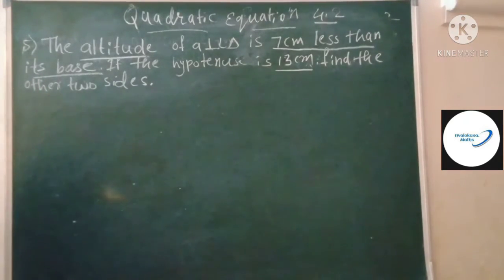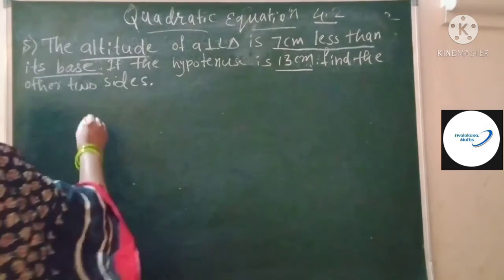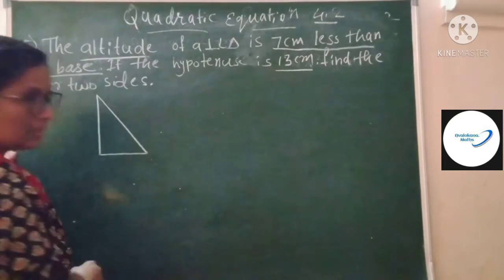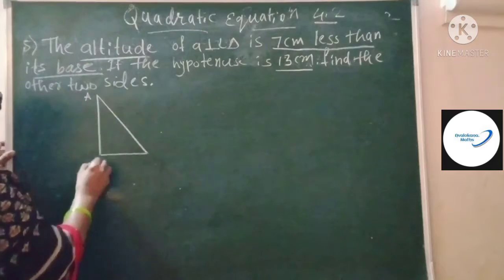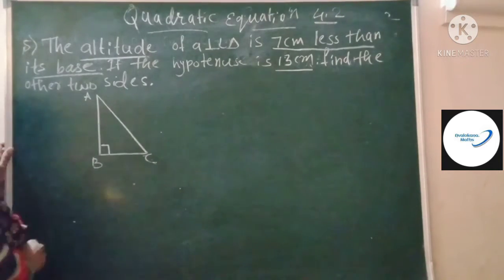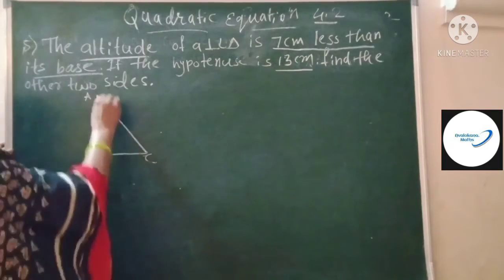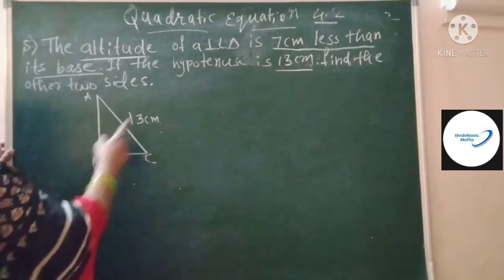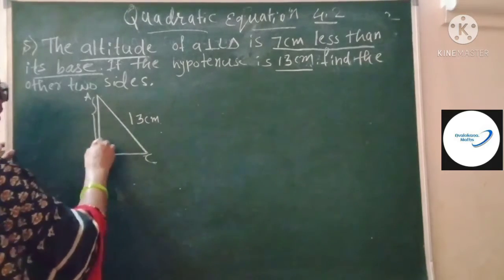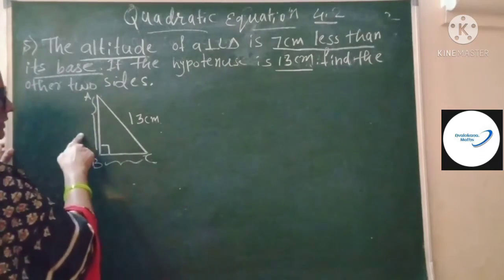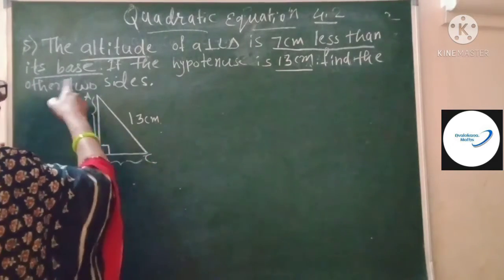Now analyze and discuss this problem with the help of the diagram. We will draw a right angle triangle, since without that it is difficult and not possible. Let it be A, B, C. This is the hypotenuse, which is given as 13 cm. What else are you given? Height means this perpendicular one, and obviously this is the base. This is 7 cm less than its base.